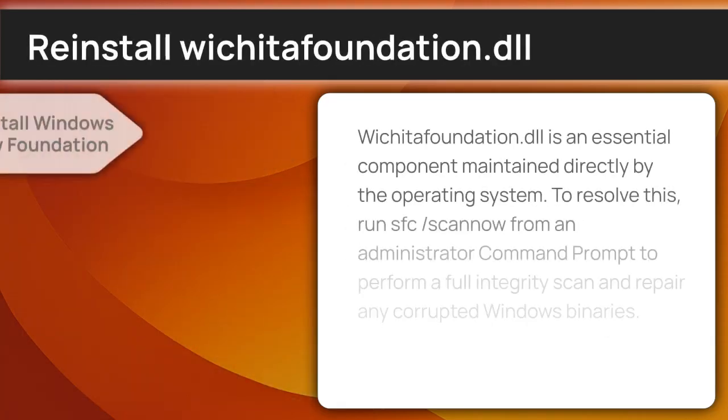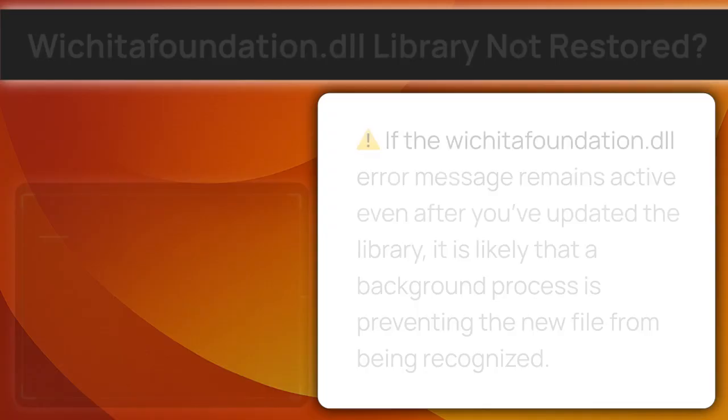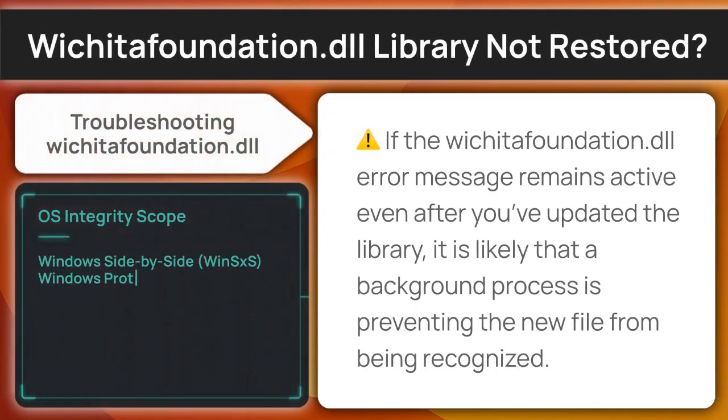Wichita Foundation is an essential component maintained directly by the operating system. To resolve this, run sfc /scannow from an administrator command prompt to perform a full integrity scan and repair any corrupted Windows binaries. If no luck was had with the Redistributable package, we will escalate the fix by performing a targeted reset of the system state.